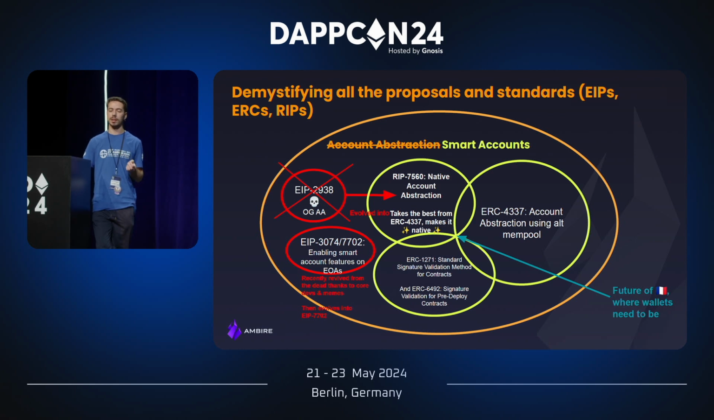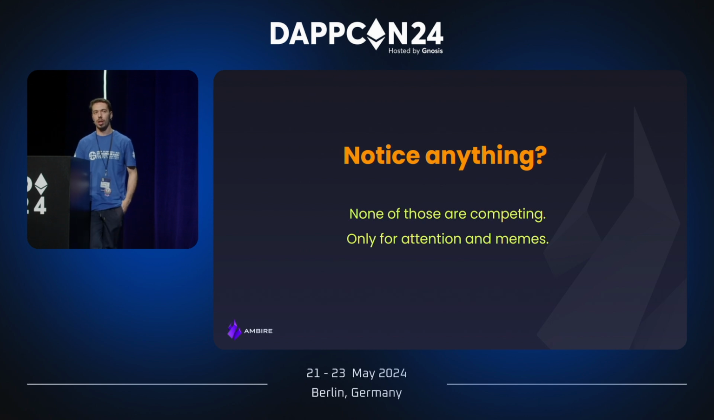Basically, things started with, there have been a million proposals, but EIP 2938 was the original native account abstraction, and then it evolved into 7560, but that was thanks to ERC 4337, which picked things up and became the renaissance for account abstraction. A really cool thing about this is that none of those are competing. They're only competing for attention and for memes, but almost none of these proposals are competing with each other.